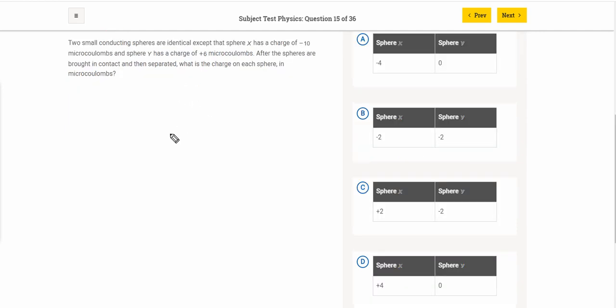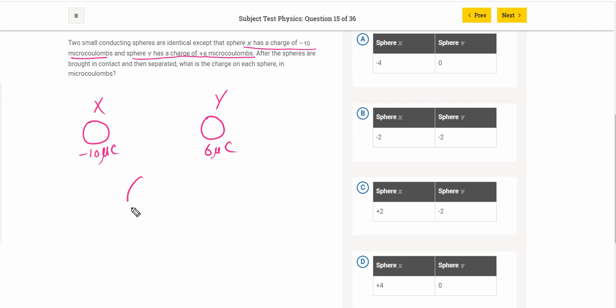All right, so here is the next question. It says two small conducting spheres are identical except that sphere X has charge of -10 microcoulomb and sphere Y has charge of +6 microcoulomb. After the spheres are brought in contact and then separated, what is the charge on each sphere in microcoulomb? So we have two spheres. This is sphere X and this is sphere Y. The charge on sphere X is -10 micro. I'll just write it here. And the charge on sphere Y is 6 microcoulomb.